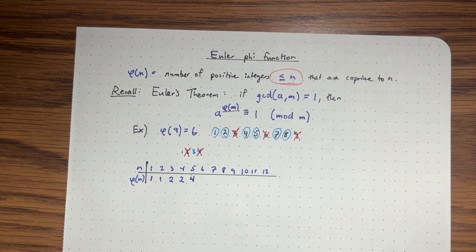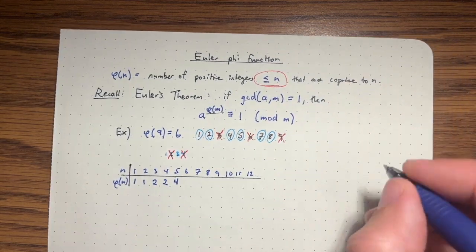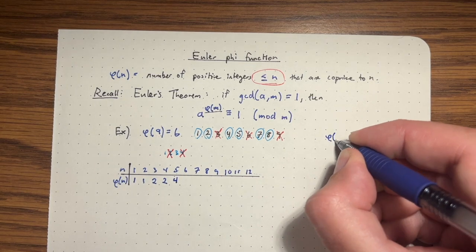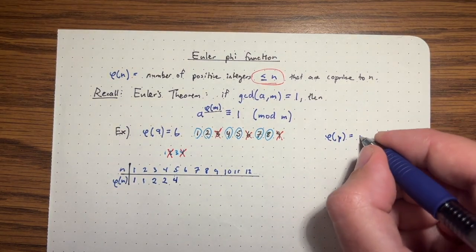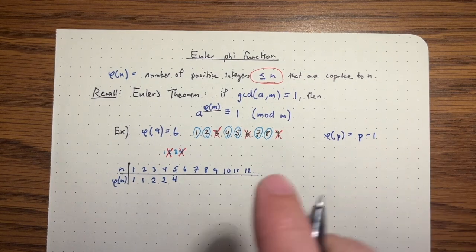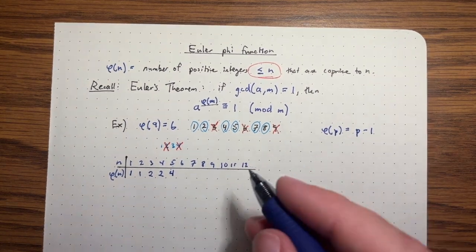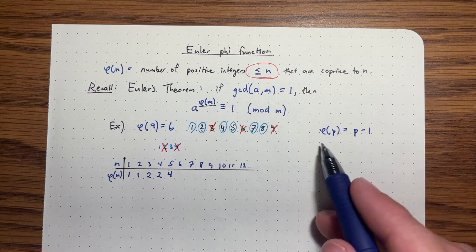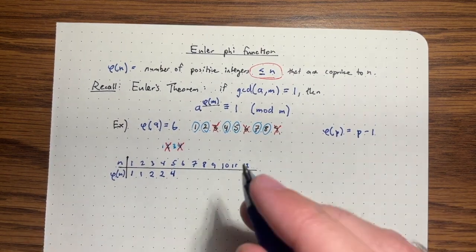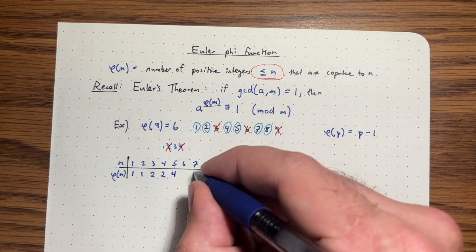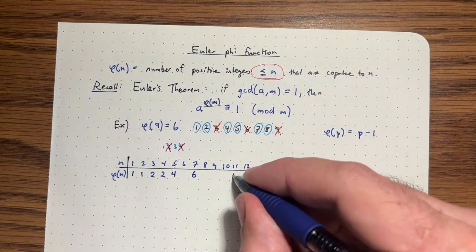In fact, we have our first property of phi. Our first property of phi is that phi of a prime p is going to be p minus 1. Just one less than that prime. Because anything from 1 up to p minus 1 is going to be co-prime to p. So I count them all. So phi of 7 will be 6. Phi of 11 will be 10.